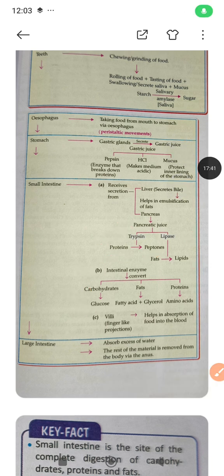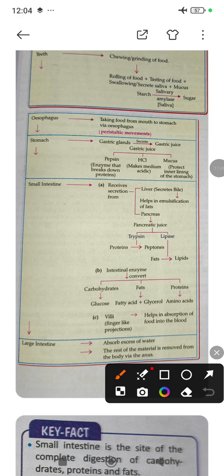The third point of the small intestine is the villi. We know that villi are present in the small intestine. Villi are finger-like projections that help in the absorption of food into the blood. We already discussed this above. The very last portion is the large intestine. Clear? It absorbs excess water from undigested food particles, and the rest of the material is removed from the body by the anus. These are the functions of the large intestine.